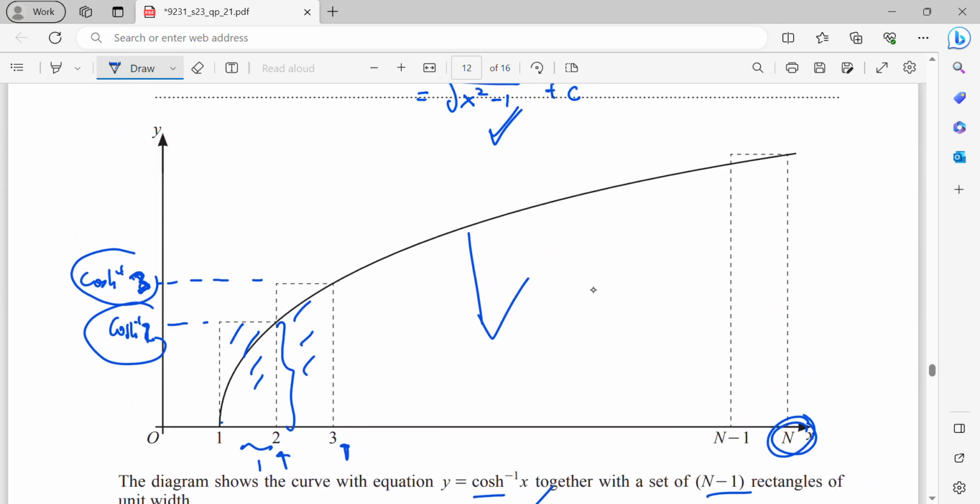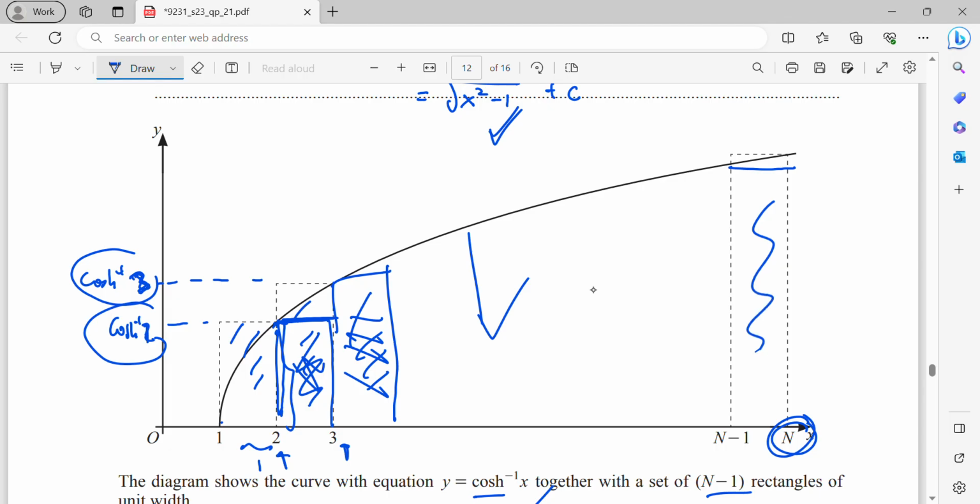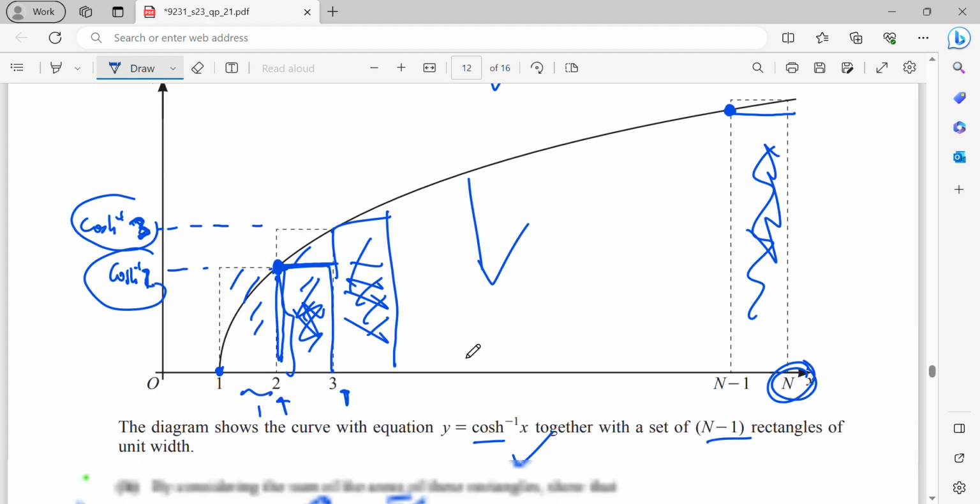Okay, when it is an upper bound, it means that your rectangle will start from here. Alright, so this is the upper bound. So we just modify it a little bit. Okay, so that means the first one is supposed to be inverse cosh 1, the second one inverse cosh 2, the last one will be inverse cosh n minus 1.